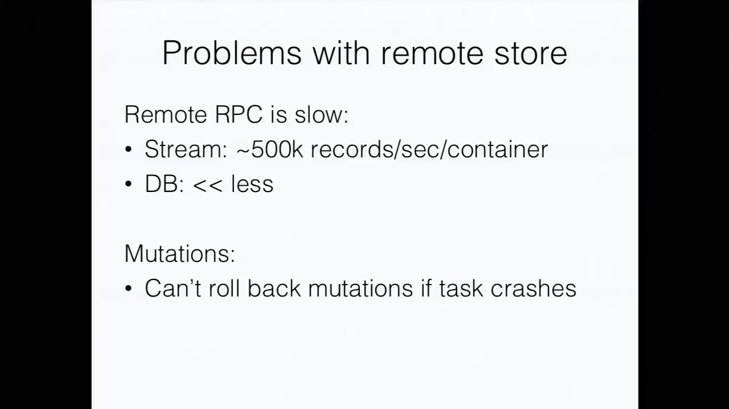Mutations is, let's say you're processing a stream and your stream crashes and you're trying to go back and reprocess again. There is no guarantee that the remote key-value store is not mutated because there are multiple people accessing it. So there is no guarantee that the state is going to be consistent.